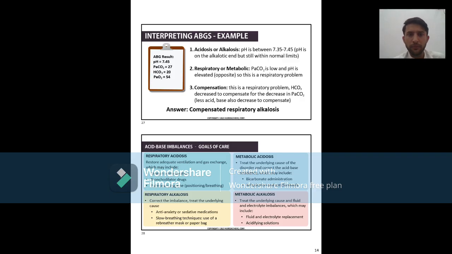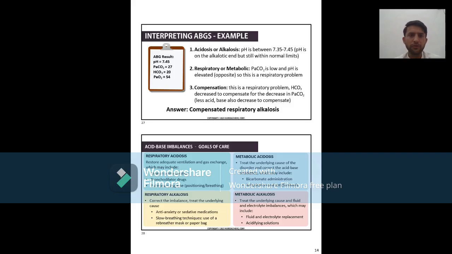For interpreting ABGs, from the NCLEX point of view, it is important that we know the normal parameters. Here in this result, the pH is 7.45, which is on the high end. PaCO2 is 27, which is on the lower range, and bicarbonate is also decreased. If we analyze this condition, the normal range is 7.35 to 7.45, so the pH here falls in the normal reference range.